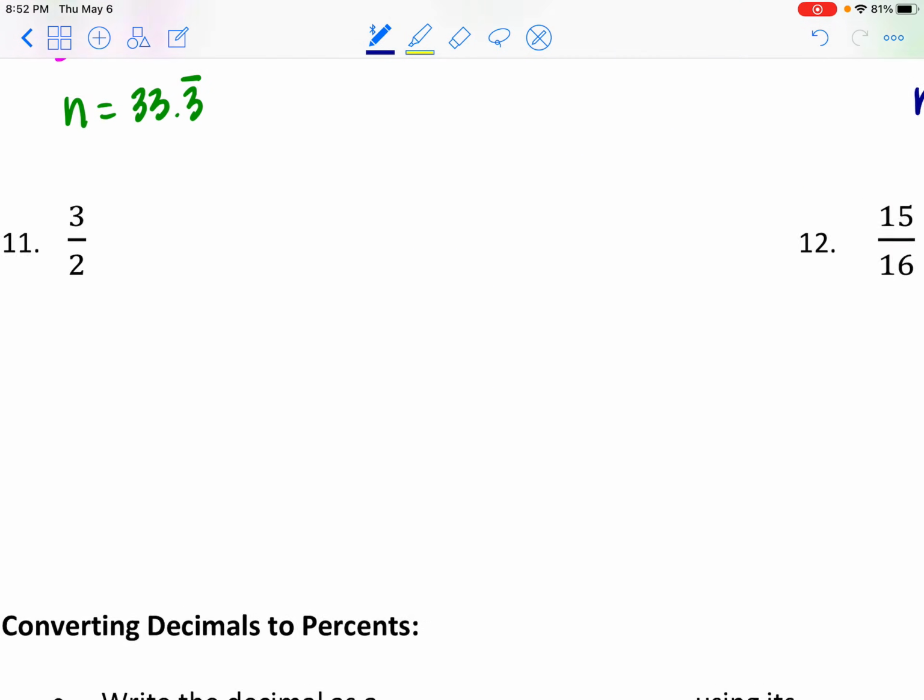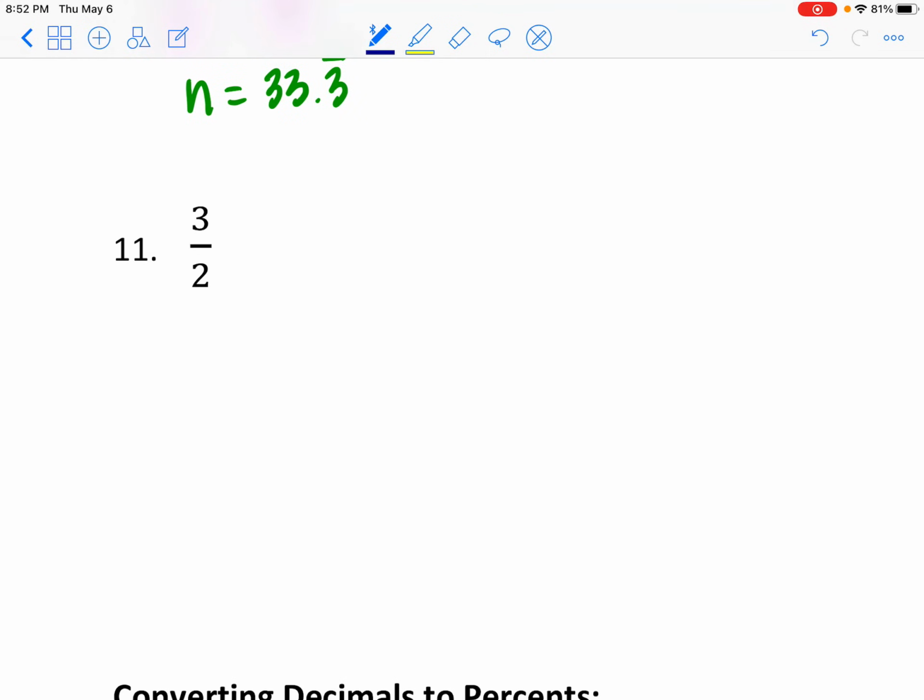Okay, moving right along. This time we have an improper fraction. Anytime it's improper, we got a number bigger than 1, we should have a percentage over 100. And again, we can use our cross-multiplying technique. 3 is to 2 as n is to 100. If we cross-multiply here, 2 times n is 2n. Cross-multiply here, we get 300. Those cross products have to be equal. We're going to divide both sides by 2.